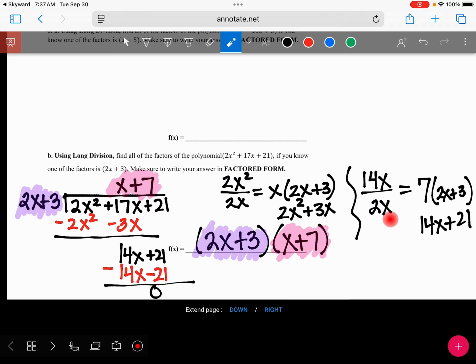Then over here, I did it one more time. 14x divided by 2x is 7. I put that on the roof. I took the 7 times 2x plus 3. 7 times 2x is 14x. 7 times 3 is 21. When I bring it over here, I change, and I got a 0. That is long division.